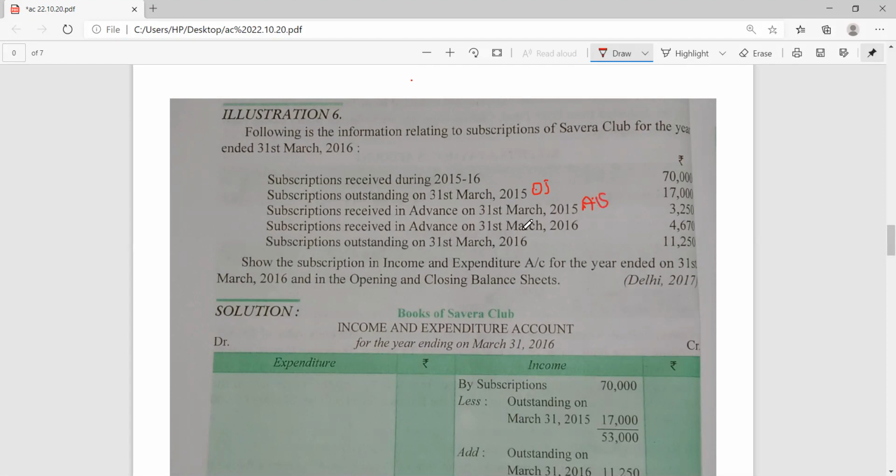Subscription received in advance on 31st March 2016 is given on the closing date, so it will be known as AS1. Subscription outstanding on 31st March 2016 will be known as OS1.